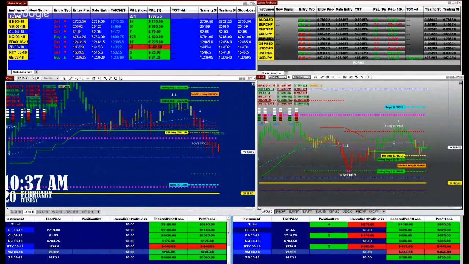Don't let this pullback scare you because it was a support line on the ES at 18 level. So now we're going back to retest the 18 level. If we break the 18 level, then the next stop is 15. This is 3 more points.